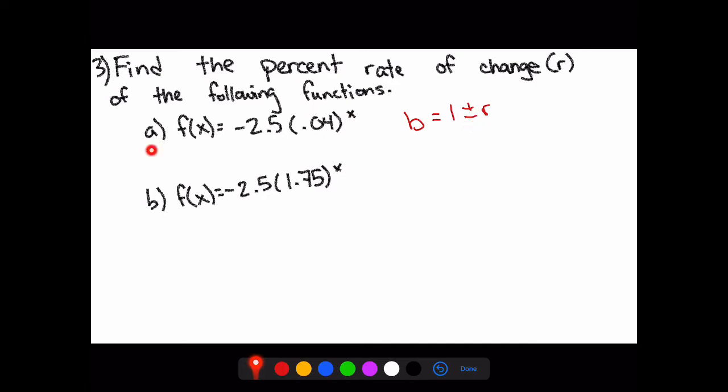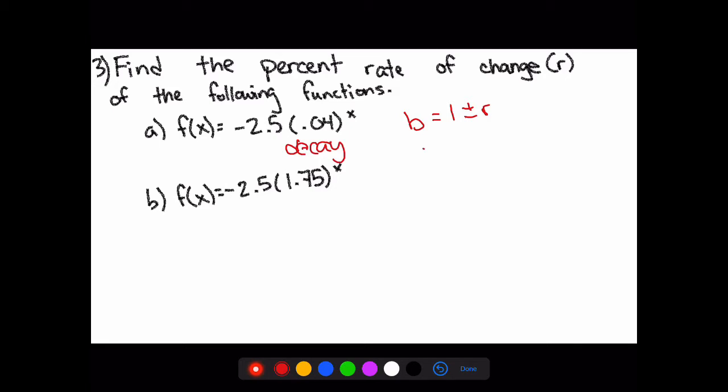If we look at letter A here, f of x is equal to negative 2.5 times 0.04 raised to the power of x. Our b value is 0.04, which means that this is actually a decay function, as we know. Our b value is less than 1, so we must have decay. So therefore, I can plug that into this equation right over here. B is equal to 1 plus or minus r. And I can solve for r for this.